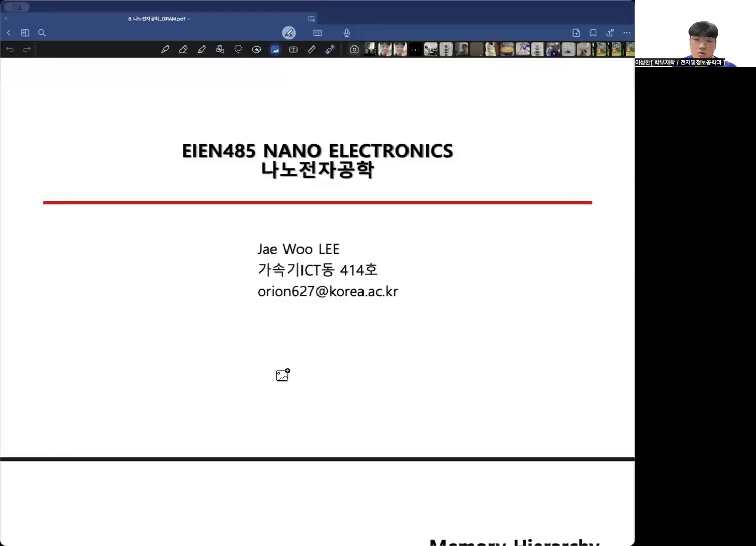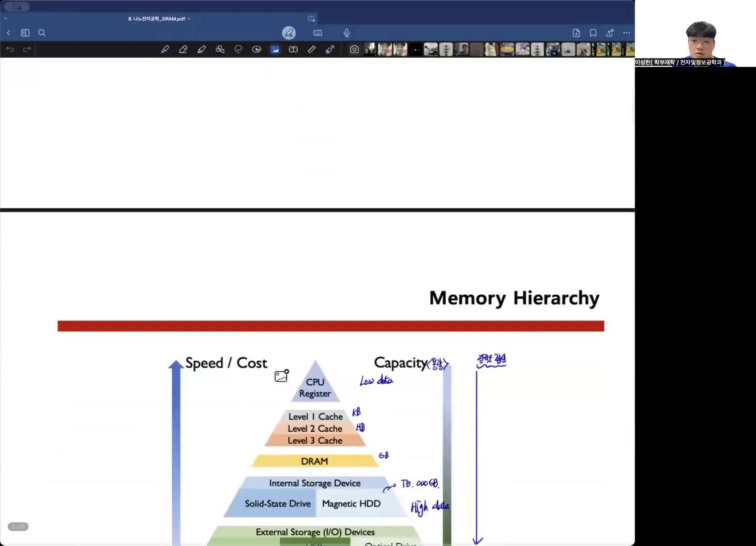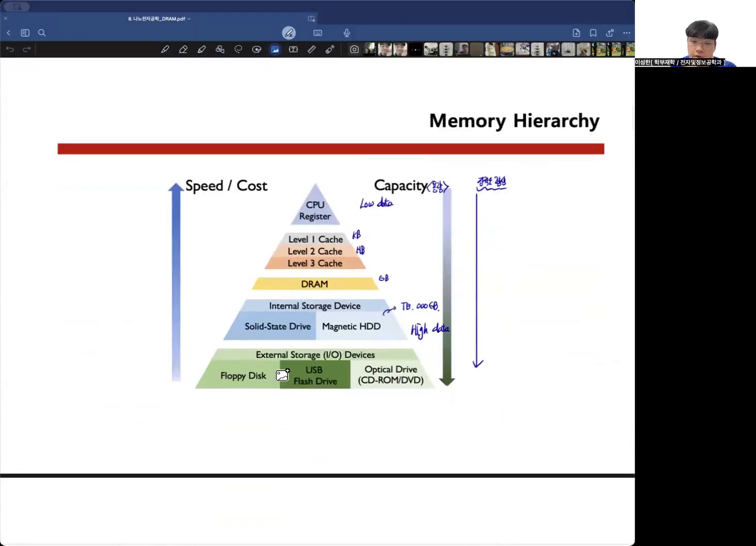Okay, today I'm going to review the DRAM process. First is the memory hierarchy: CPU register, cache, and DRAM. As it goes down, we can make improvements and improve the integration. The lowest sector is what we use in devices like USB and SSD.